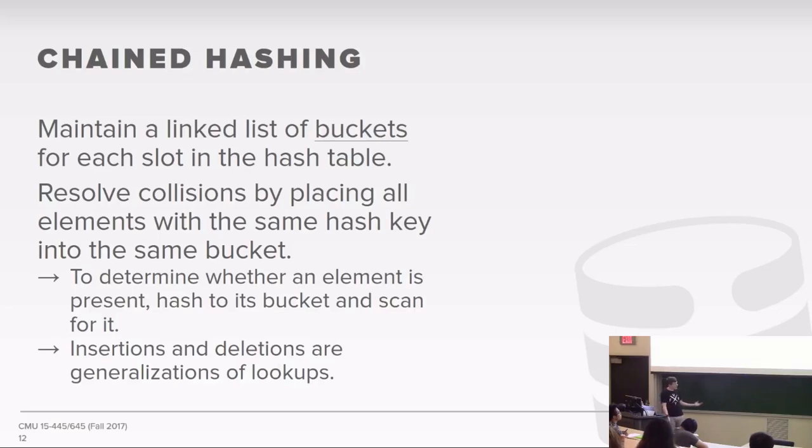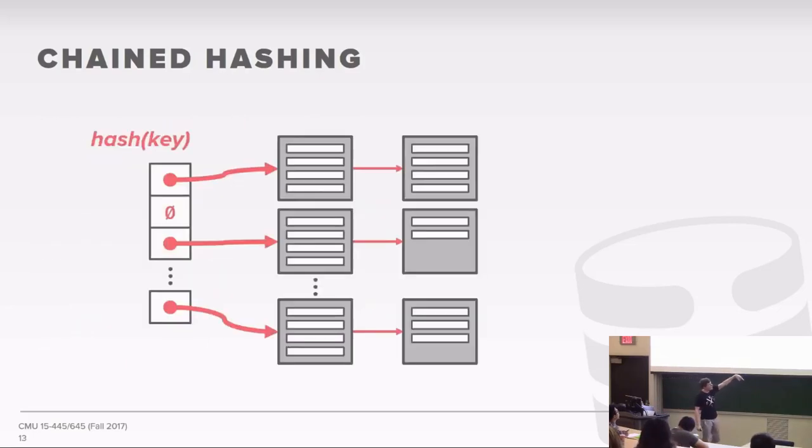So a really simple example looks like this. Again, we have an array of offsets, and these offsets are just 64-bit pointers to some buckets, right? And these buckets usually are the size of a page, right?